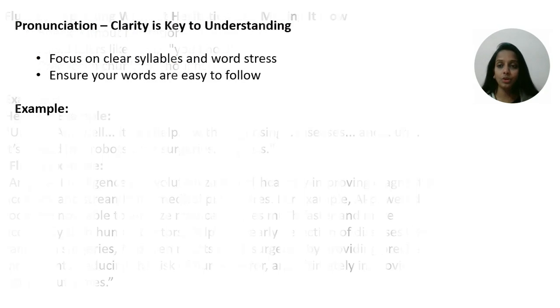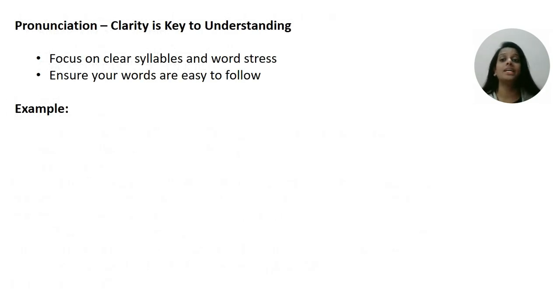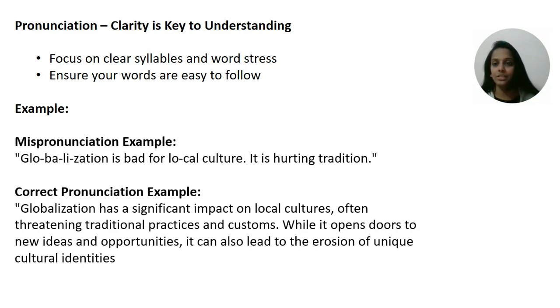Now, let's move on to our next concept, which is pronunciation. Clarity is key to understanding, right? Pronunciation is all about making sure your words sound clear and are easily understood by the listener. But here's the catch. Pronunciation is not just about individual words, but also how you stress certain syllables and words in a sentence. Let's see an example here.